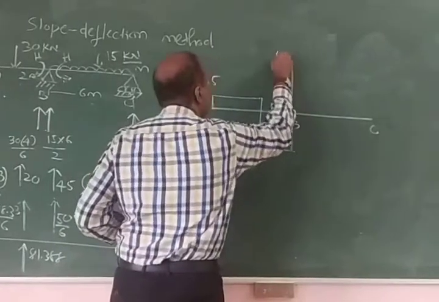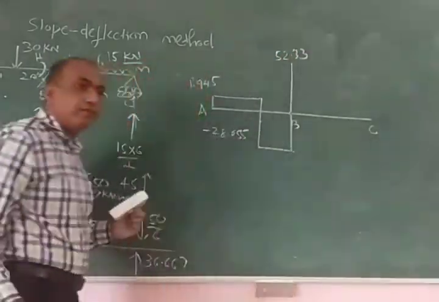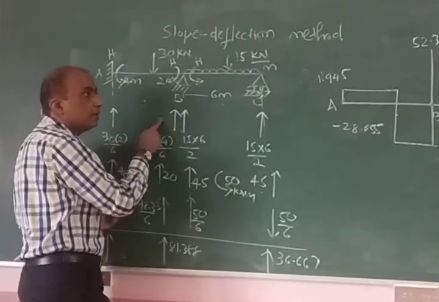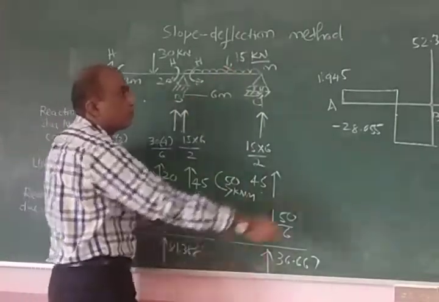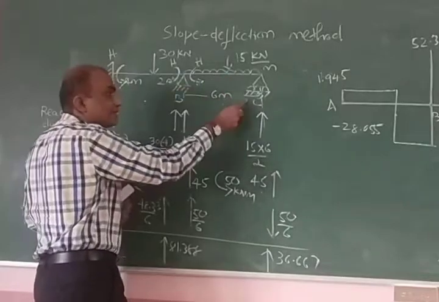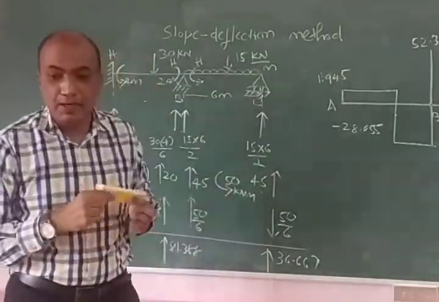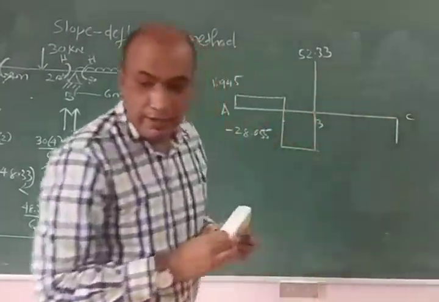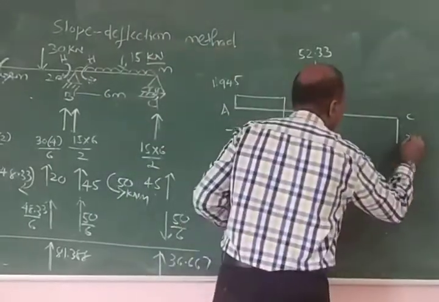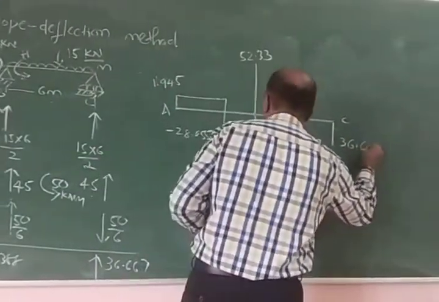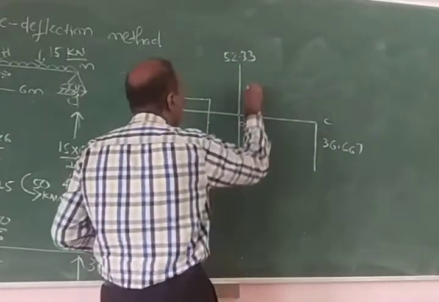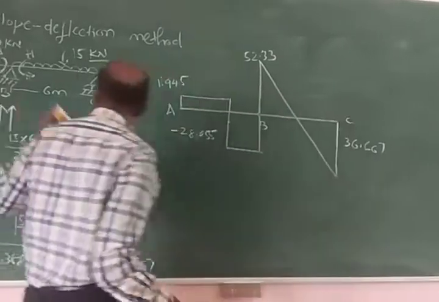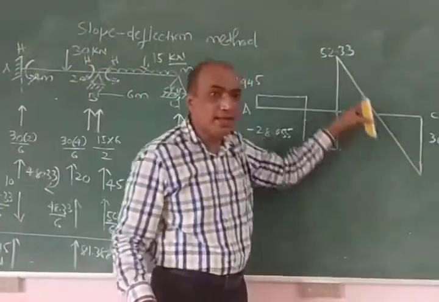After 52.33 there is a UDL, so there will be a gradual drop at the rate of 15 per meter. So the total drop is 15 into 6, which is 90. So 52.33 minus 90, it becomes 36.667, minus 36.667. Join this because it is a UDL, so the shear force varies linearly.